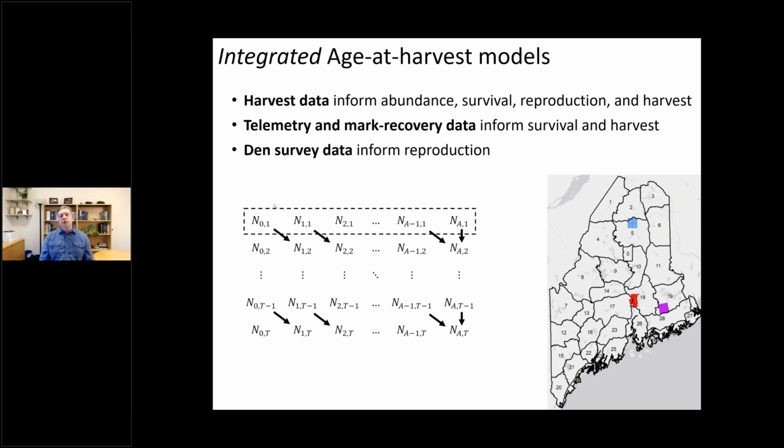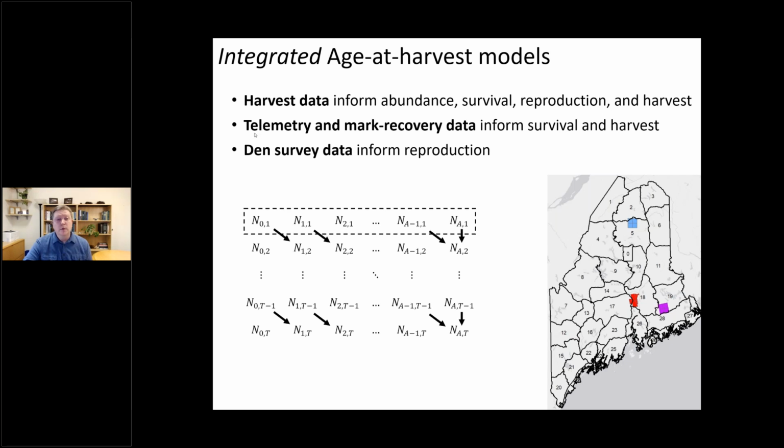So taking this to an integrated age-at-harvest model, we were able to take this underlying process model and think about how the information that has been collected links to it. With this, we could think about the statewide harvest data that we've been collecting in each of the management districts statewide, and that harvest information directly informs abundance, survival, reproduction, and harvest. But there's no way that we can actually get all of these separate estimates from the harvest data alone.